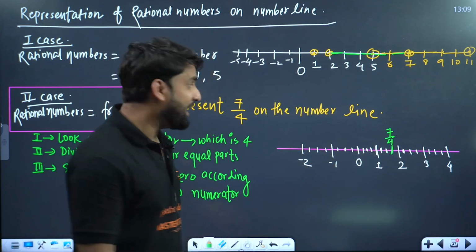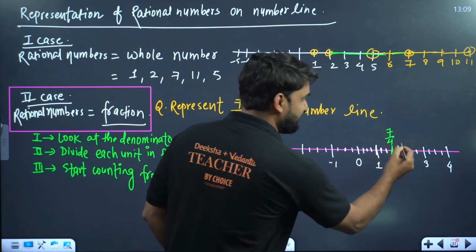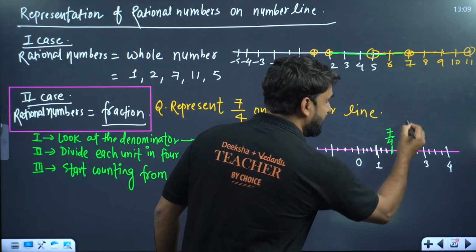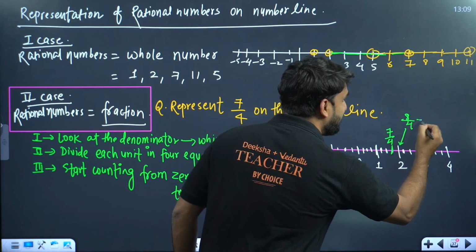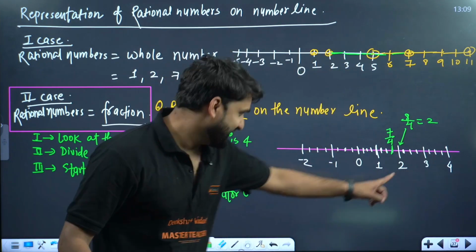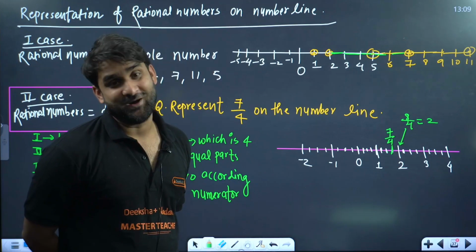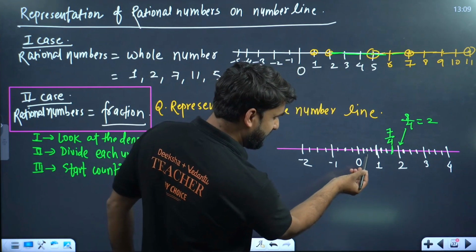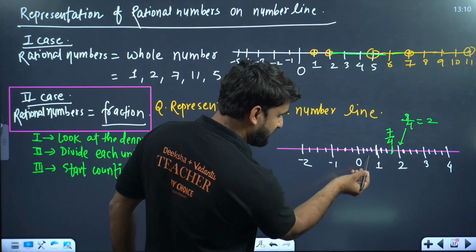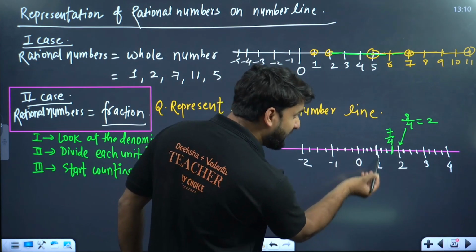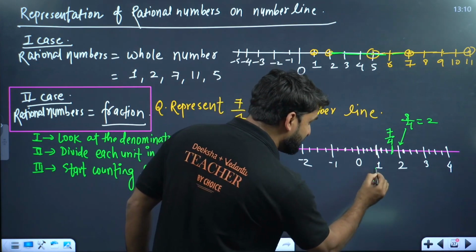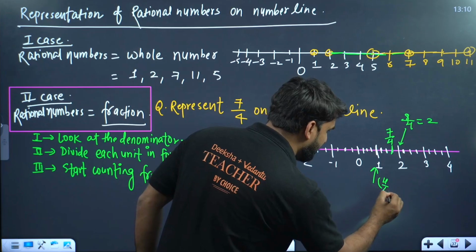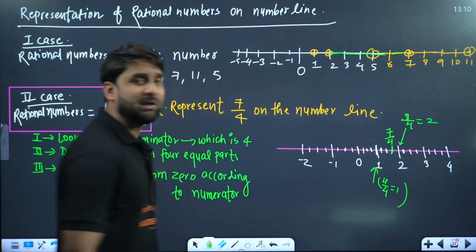Let me prove to you how. My dear champion, after 7 by 4, this will be 8 by 4. And 8 by 4 is equal to 2. Now, one more thing. This is, my dear, 1 by 4, 2 by 4, 3 by 4, 4 by 4, which is equal to 1, which is absolutely correct.